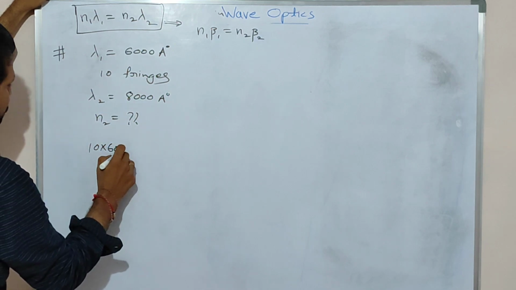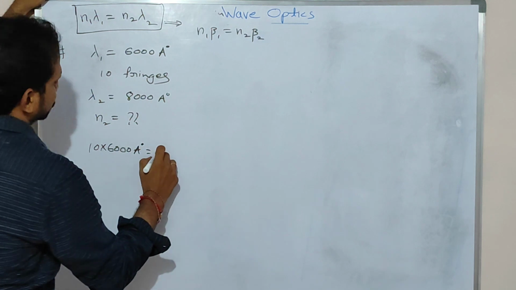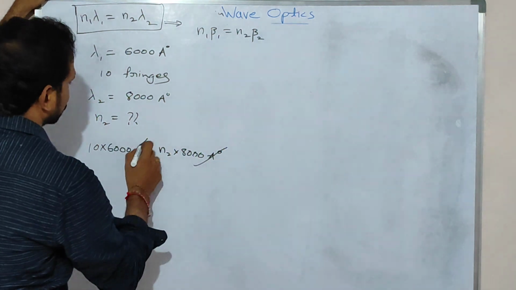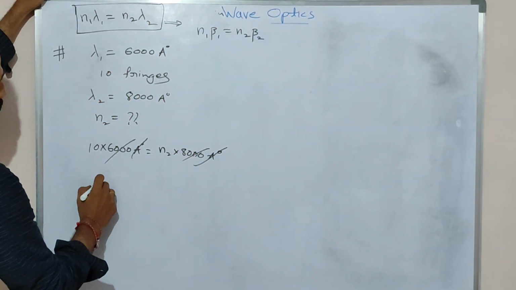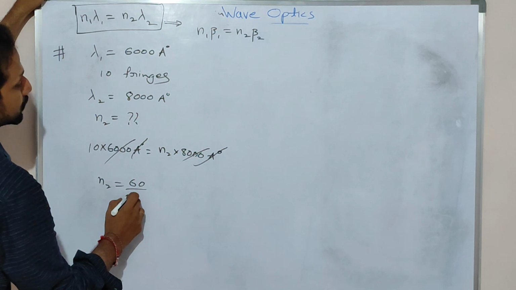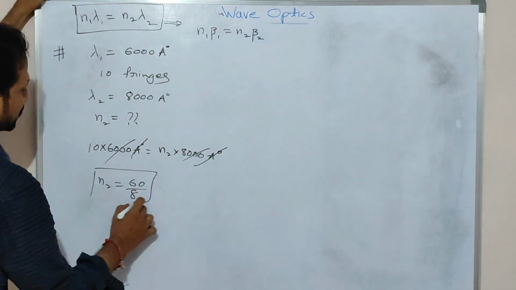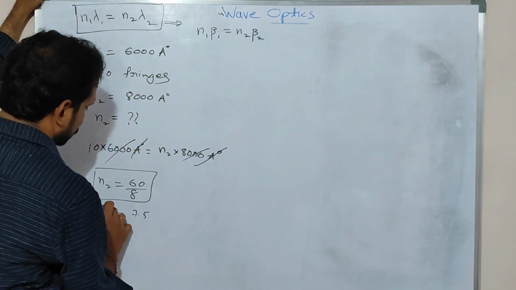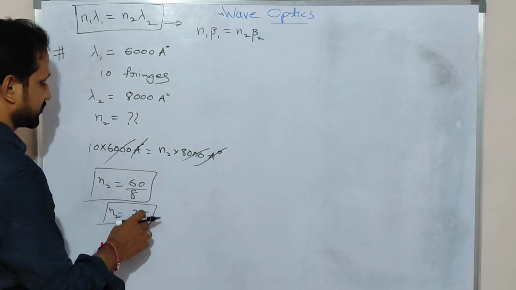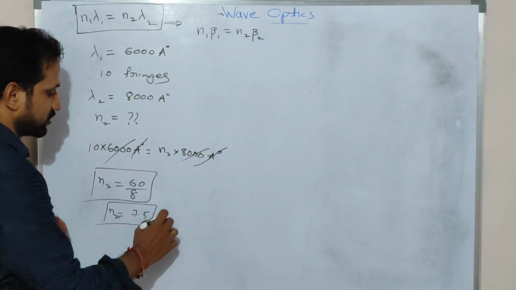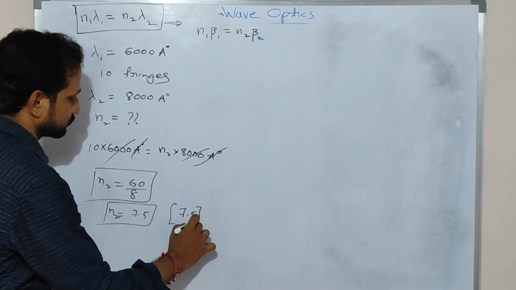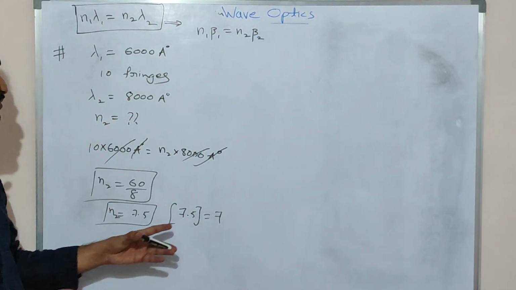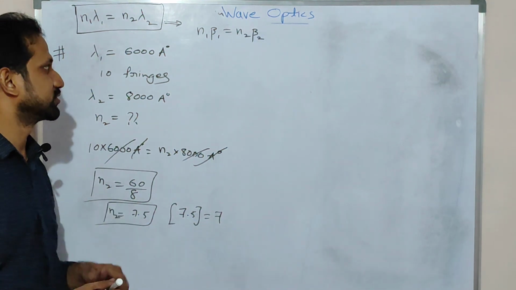That is 10 into 6000 angstroms equals n2 into 8000 angstroms. Very simple. The thousands cancel. Then n2 equals 60 by 8, which will be approximately 7.5. So what we have to take is the integral value of 7.5, which is 7 fringes. Okay, so bracket of 7.5, that you know how to take mathematically, very simple.